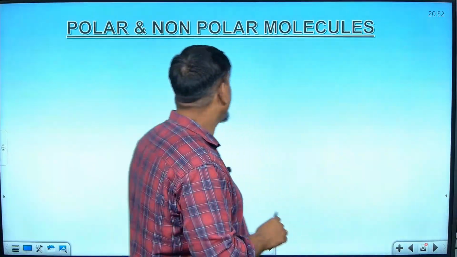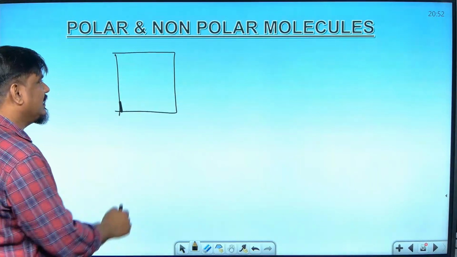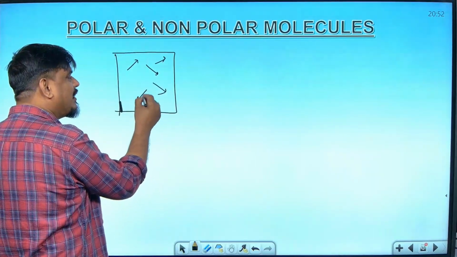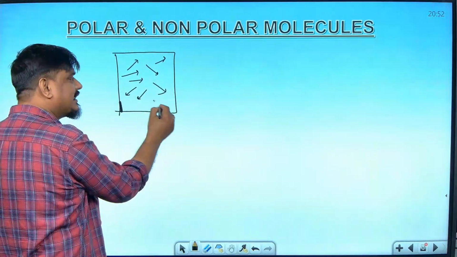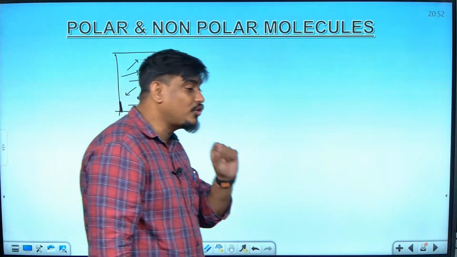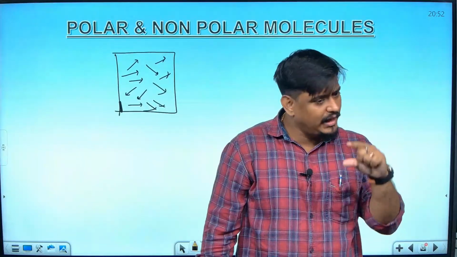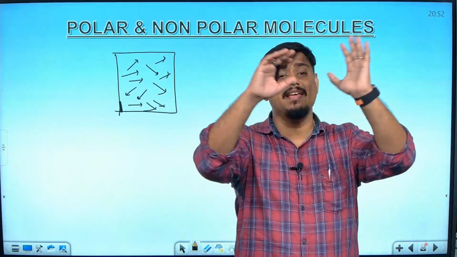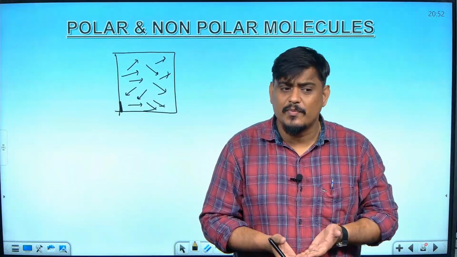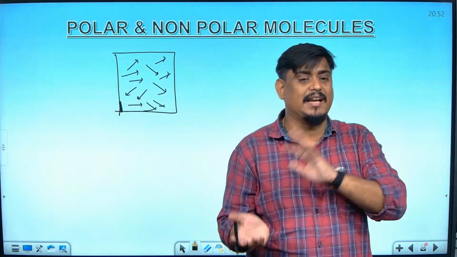So I told you, if you have a material which is made up of polar molecules, then it will have dipole moment. If I represent dipole moment by this arrow, they will be randomly oriented. So the net dipole moment still will be 0 only. If I take one polar molecule on an individual level, it will have dipole moment. But if I take a material made up of polar molecules, dipole moment will be 0 only. Why 0? Because the dipole moments cancel each other, they are randomly oriented.